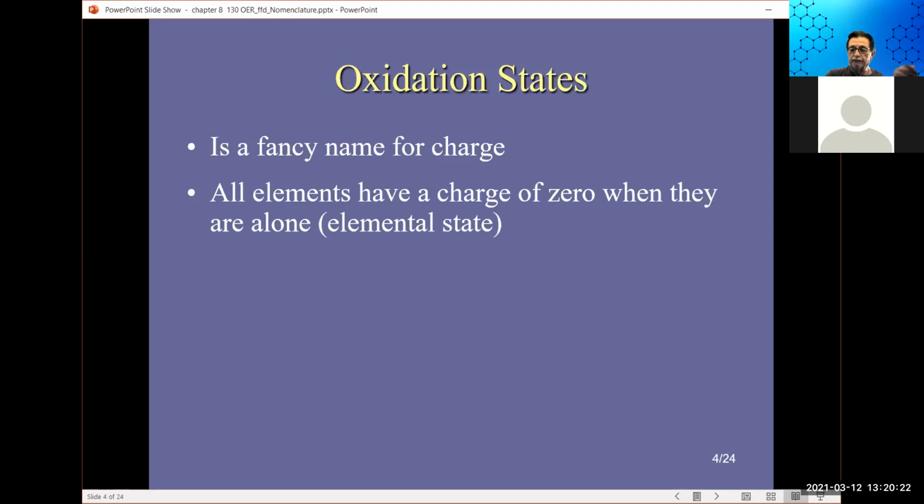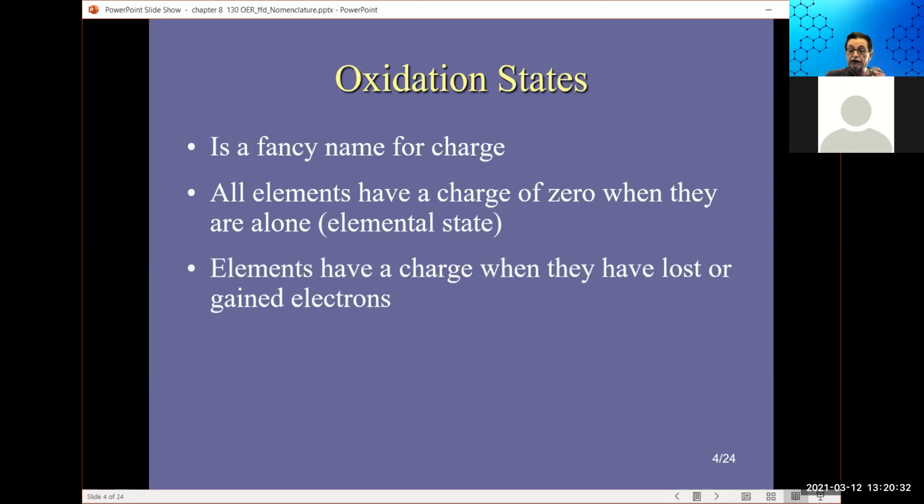Oxidation states, fancy name for the charge. Okay, we all know again, all elements have a 0 charge. Why? Because they have an equal number of protons and electrons. Okay, equal number of protons and electrons. Protons are positive, electrons are negative. So if I have 10 positives and 10 negatives, net zero.